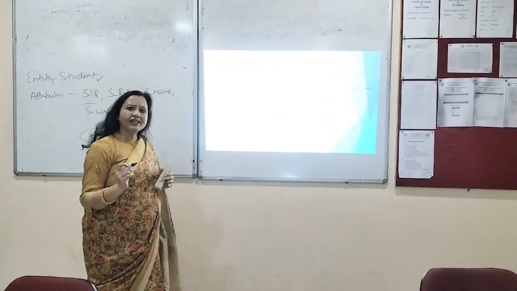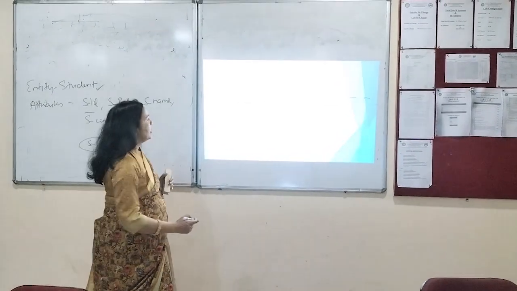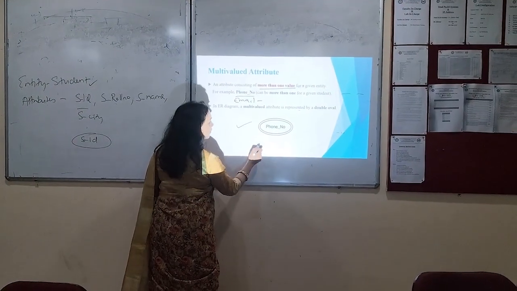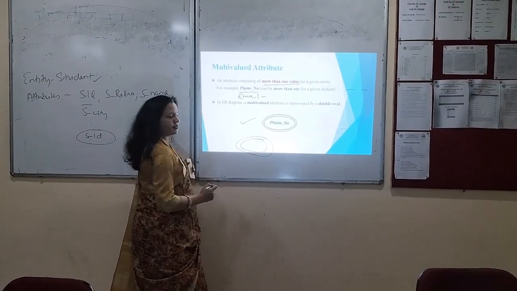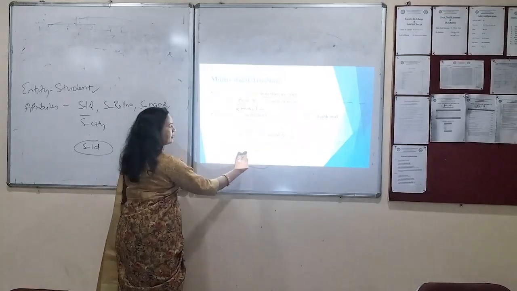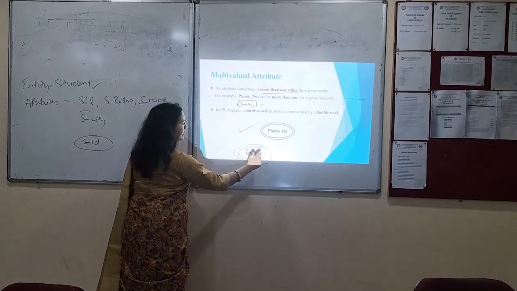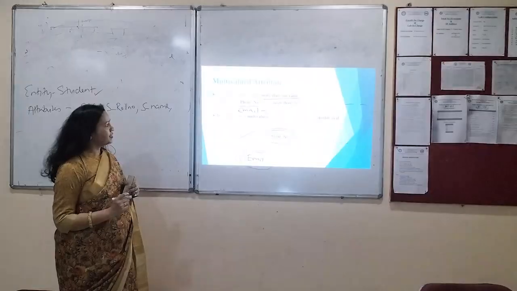And how is it represented in the ER diagram? It is represented with the help of a double oval, right? So this way we can represent a phone number or an email if we have it for a student, right?